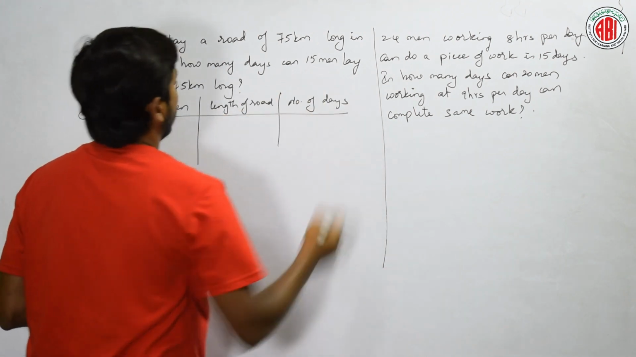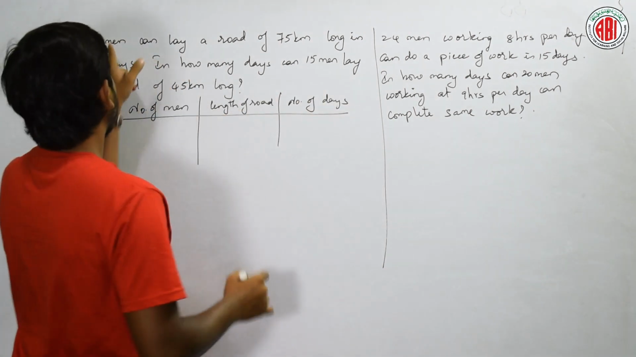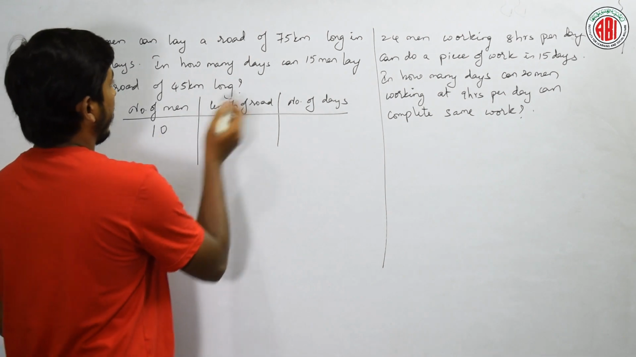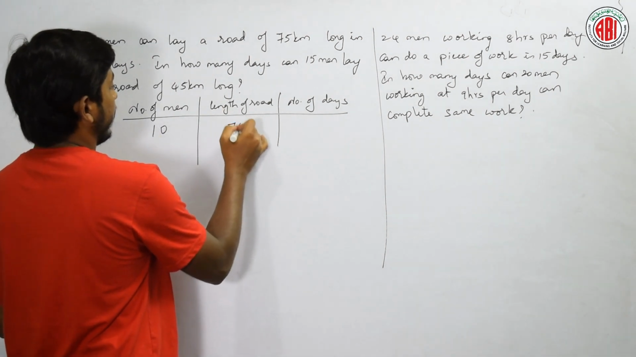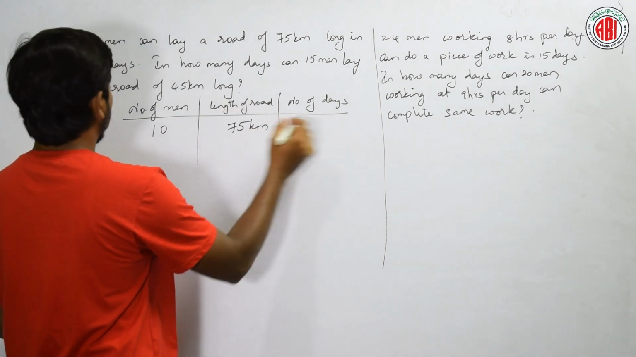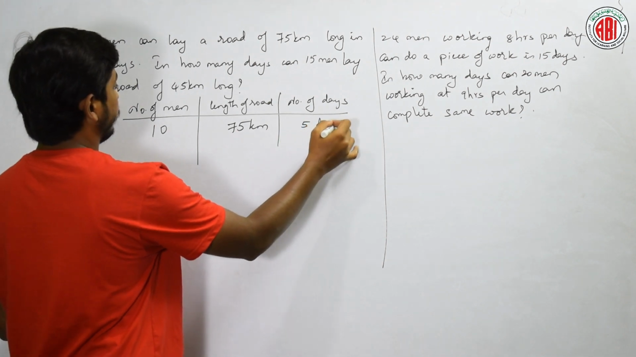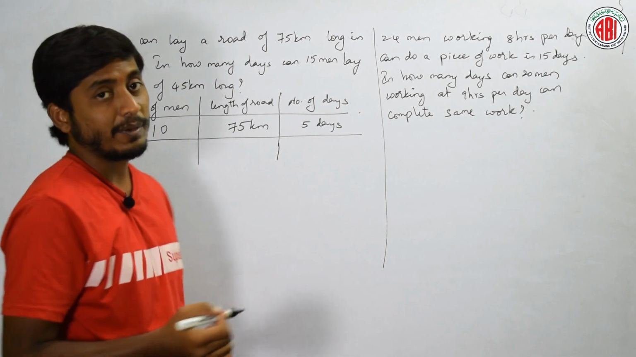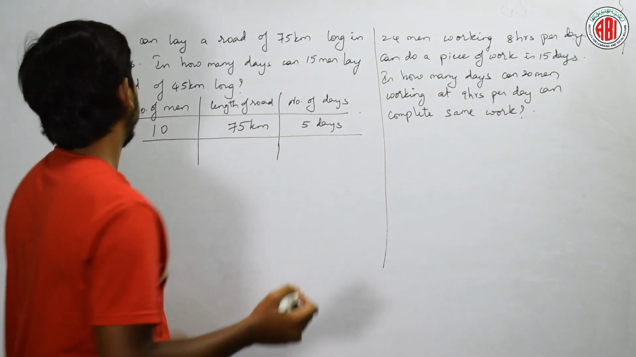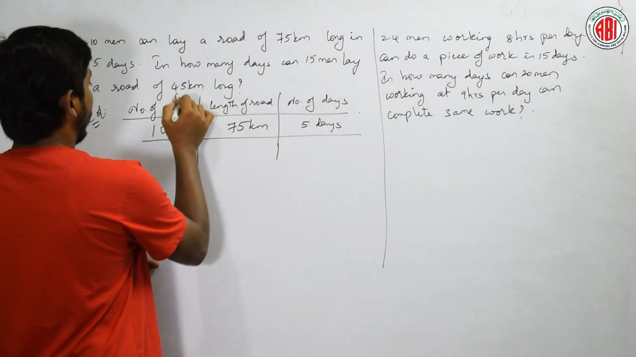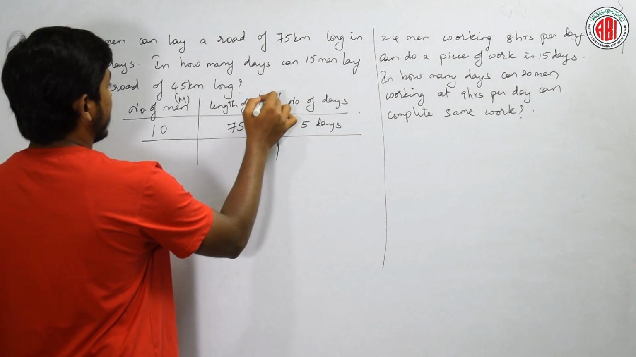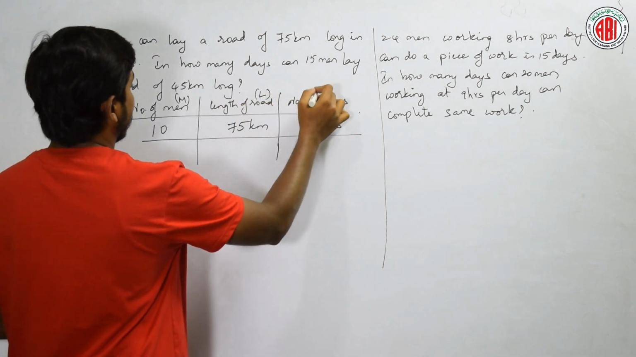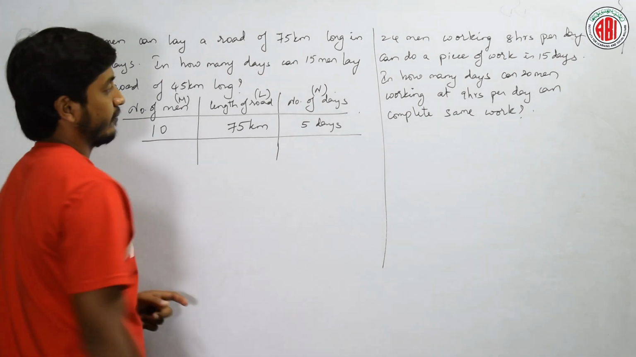days. Okay, he is telling that 10 men, okay, road, length of road, and 5 days. Okay, now tell me what are directly proportional, inversely proportional here. Let us take this as M, let us take this as L, and let us take this as number of days.